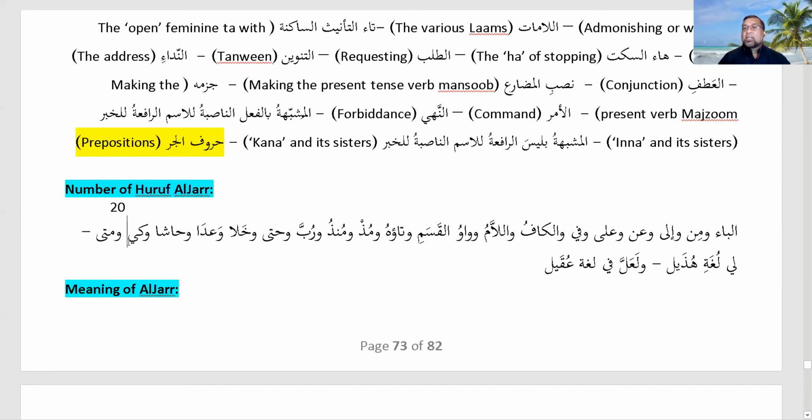And mata, when. And this is according to Lughatu Hudayl. And also la'alla fi Lughati Uqayl is seen as a harf. And there's difference of opinion about mata and la'alla. So these are the 20 Huruf AlJarr.